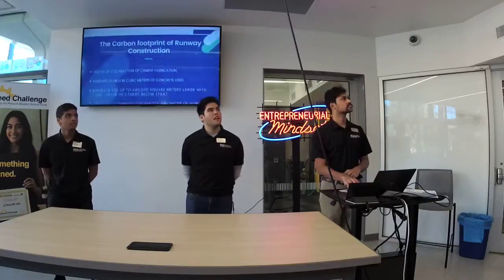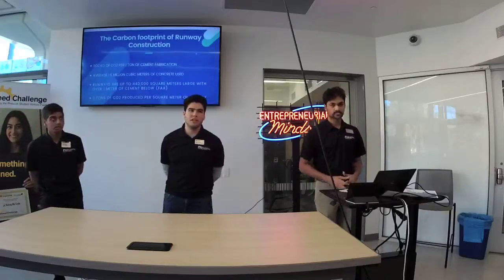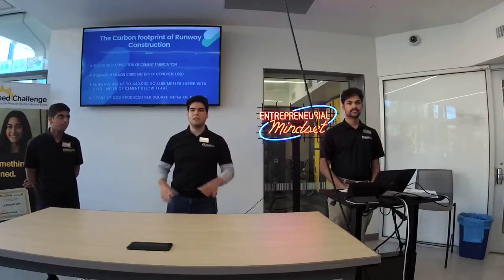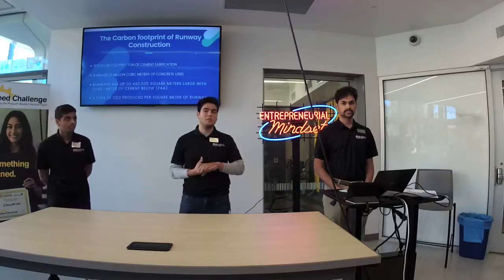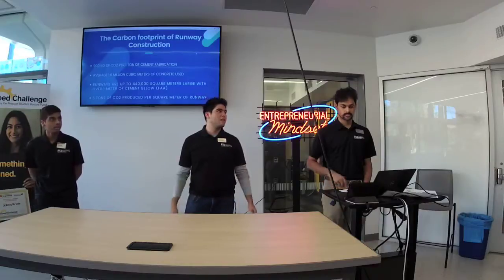So when looking at carbon footprint of runway construction, which is where the majority of the carbon emissions come from when dealing with facilities for airplanes, we first have to look at cement fabrication, which is at about 900 kilograms of CO2 produced per 1 ton of cement used. And the average runway as defined by the FAA is long enough to use about 1.6 million cubic meters of concrete. So that comes out to about 3 tons of CO2 produced per square meter of runway used, with an average runway size of 440,000 square meters.